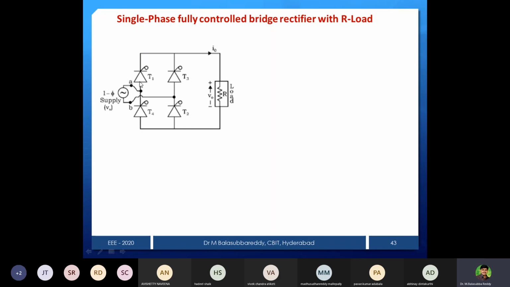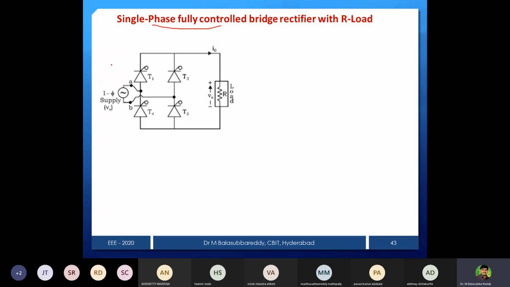Now we can see the bridge type rectifier. This is a fully controlled rectifier. So what is the meaning of a fully controlled rectifier? I told you this is a two pulse converter. Half wave is a one pulse converter. Full wave is a two pulse converter.